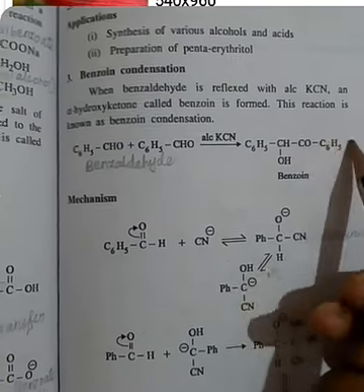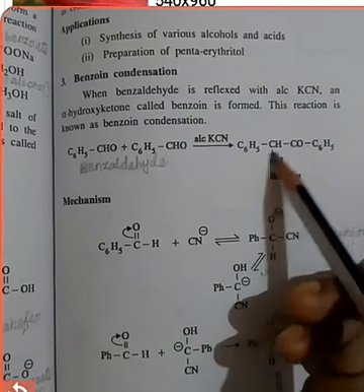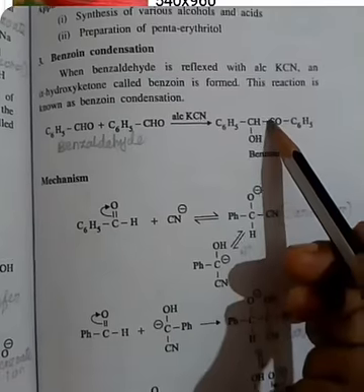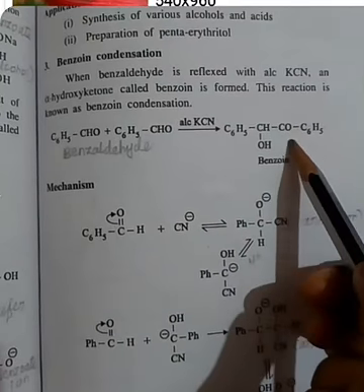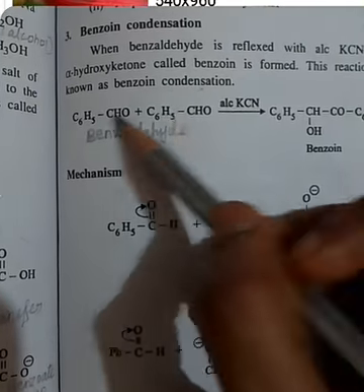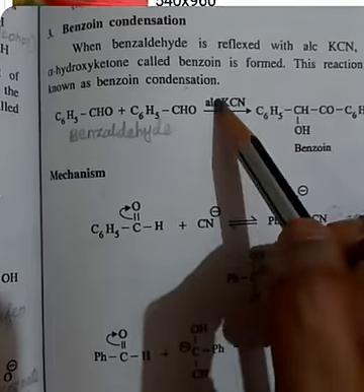It has a hydroxy group and a C double bond O over here. It is an alpha hydroxy ketone, or benzoin. This reaction is known as the benzoin condensation. Here, two moles of benzaldehyde react with alcoholic KCN to form benzoin.